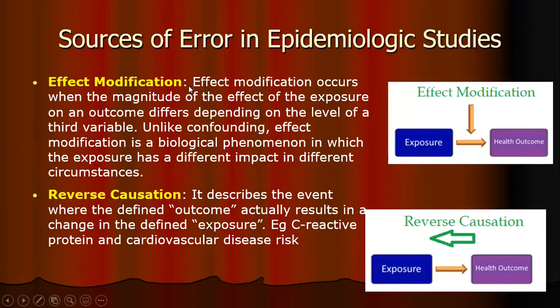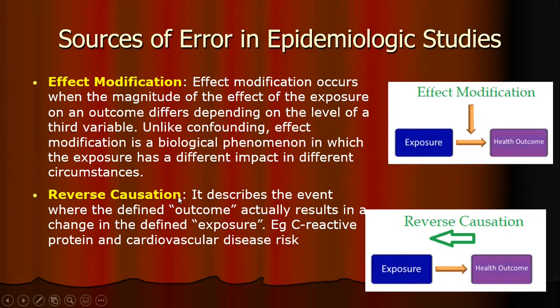The other source of error includes effect modification. So effect modification occurs when the magnitude of effect of an exposure on an outcome differs depending on the level of a third variable. So this is effect modification. A third variable affects the magnitude of effect of exposure on the health outcome.